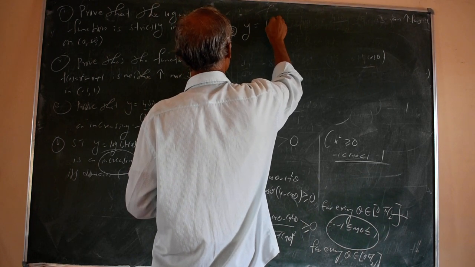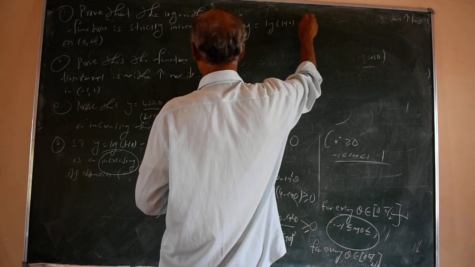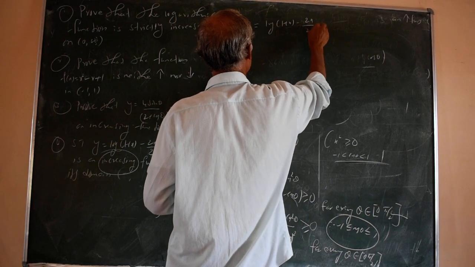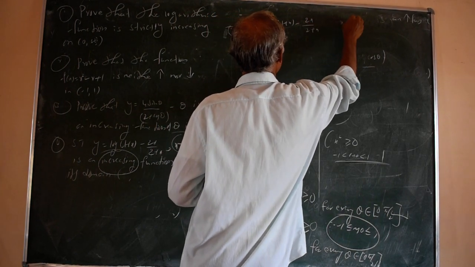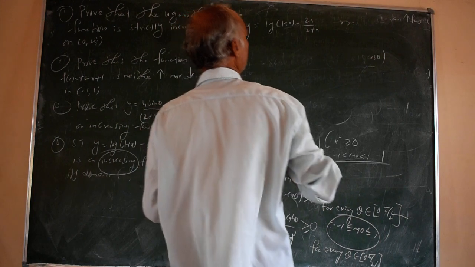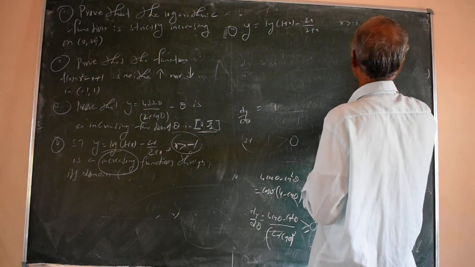Y is equals to log of 1 plus x minus 2x upon 2 plus x. X is greater than minus 1. That is, x belongs to domain is.